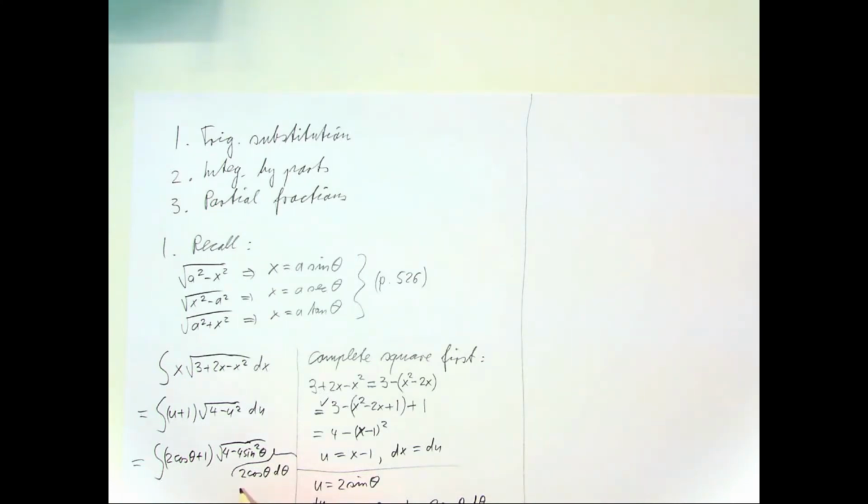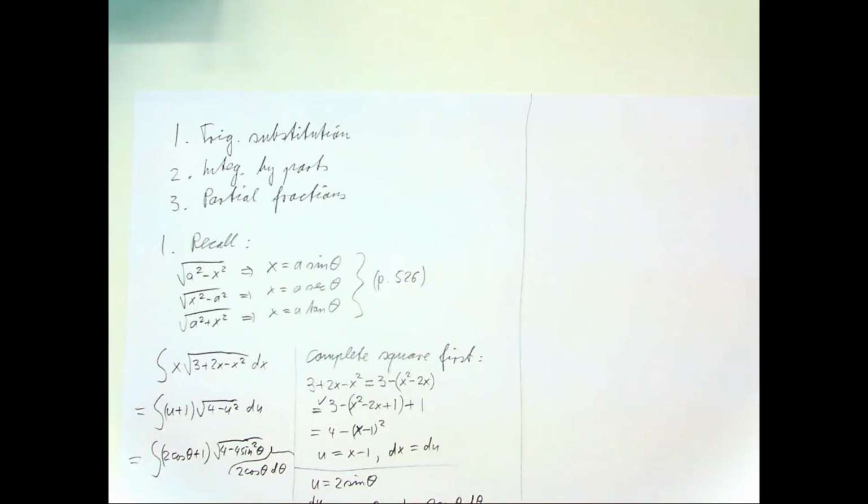So let's maybe write it like this, that we take the 4 out of the root and it becomes a 2. So the whole thing will be 2 sine theta plus 1. And then here times 2. And here we have the root of 1 minus sine squared of theta. And here I have 2 cos theta. Any questions so far?